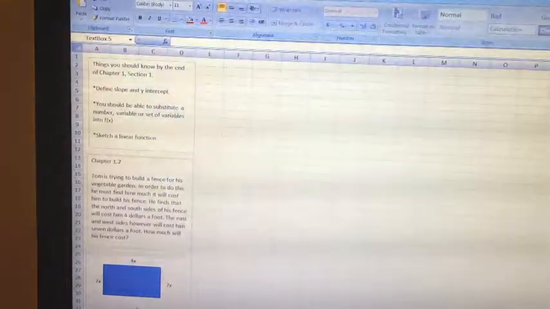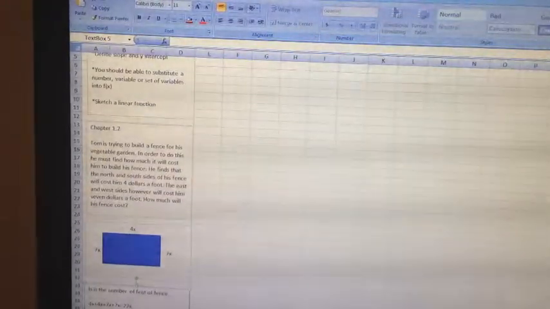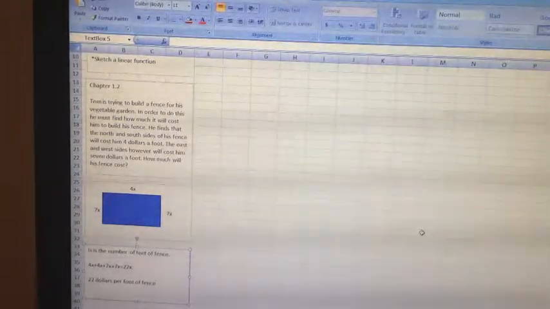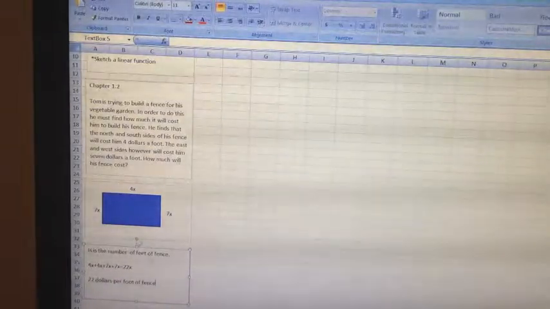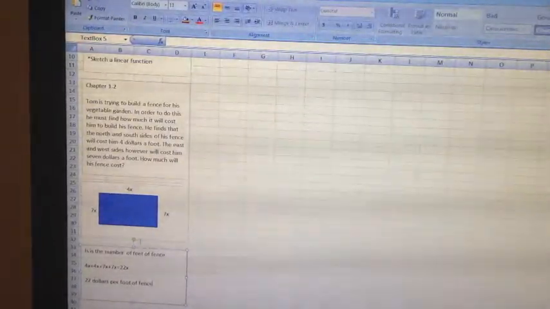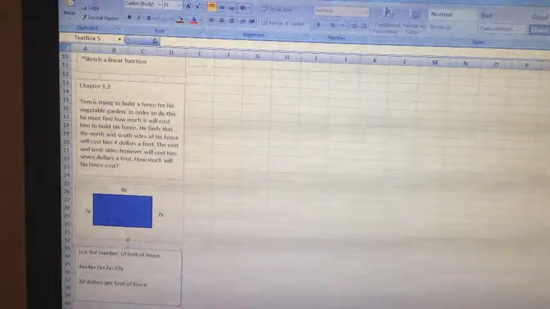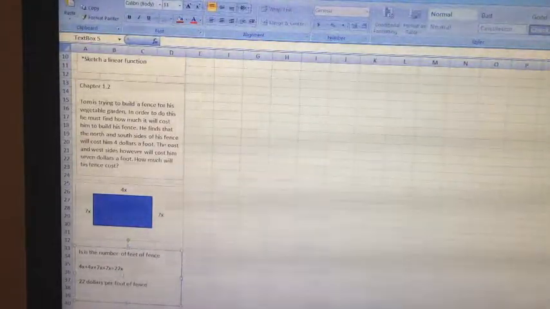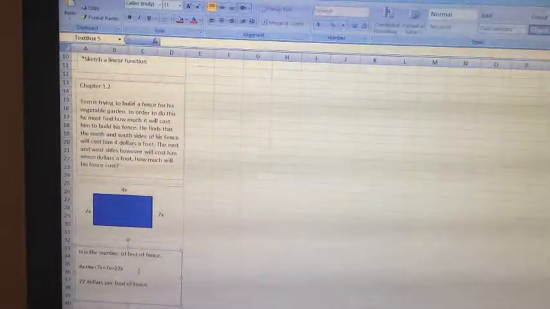So we drew a simple graph, and it just shows his fence, and we realize that x stands for the feet in the fence. So we have the north and the south sides both equal 4x, and then the east and the west sides both equal 7x. So to get the total cost, we would add all of these numbers up, and we come up with a grand total of 22x, which means that it would cost Tom $22 per foot to build his fence.